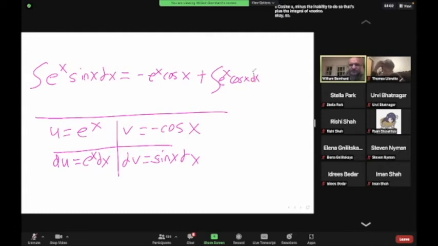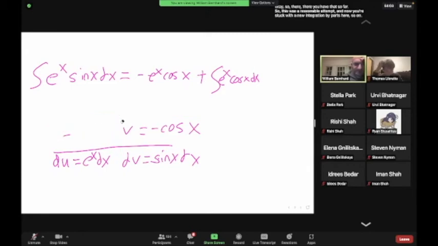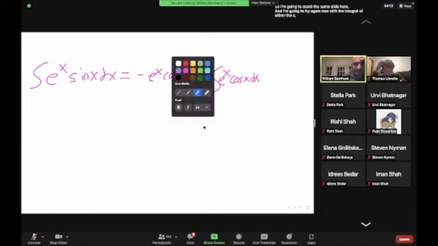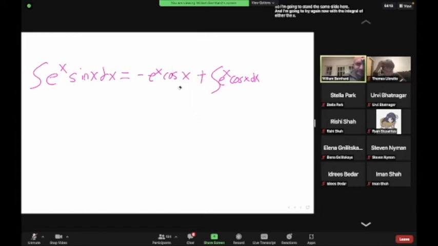Okay, so there you have that so far. So this was a reasonable attempt, and now you're stuck with a new integration by parts here. So I'm going to stay on the same slide here, and I'm going to try again now with the integral of e to the x cosine x dx. I'm going to try this guy.